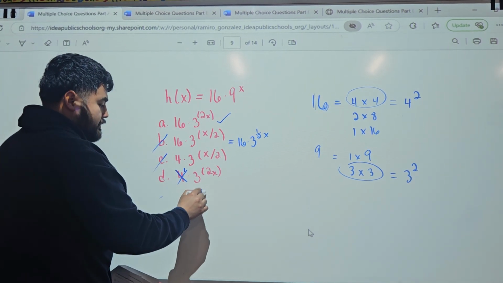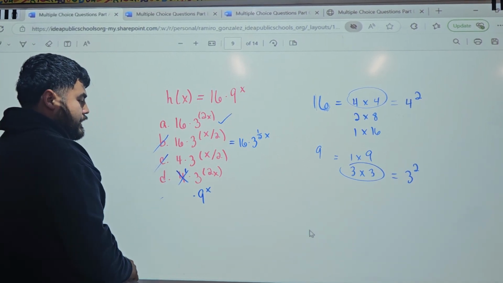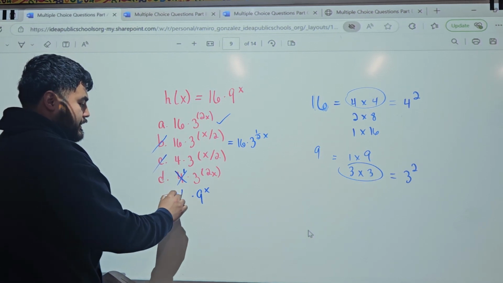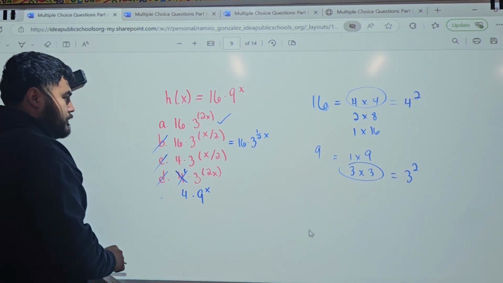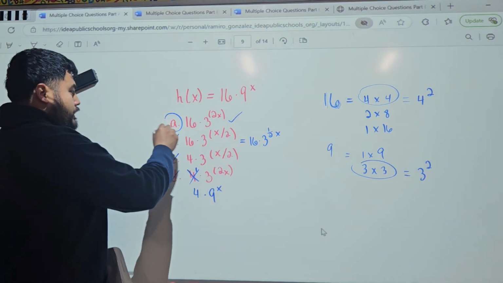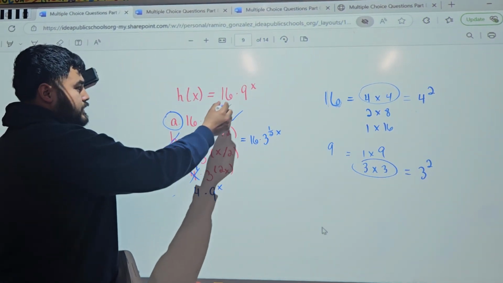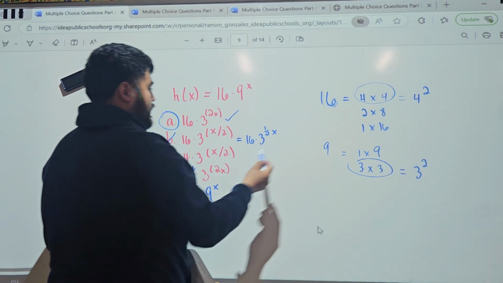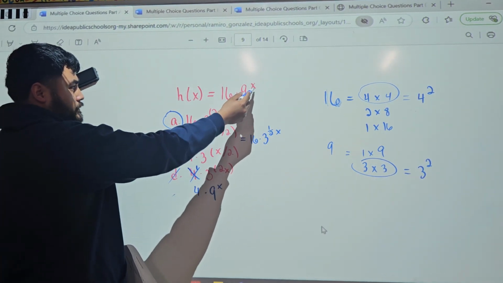This is technically correct on this side, for the 3, but not the 4. Because then you end up with this. So this is also wrong. That means the one that's equivalent is A, because 3 to the power 2 is, as we said, 9, and the x is just there, as you can see.